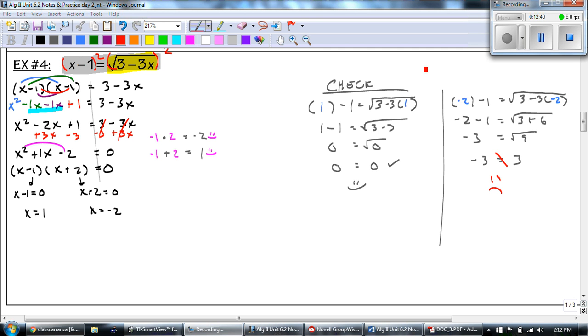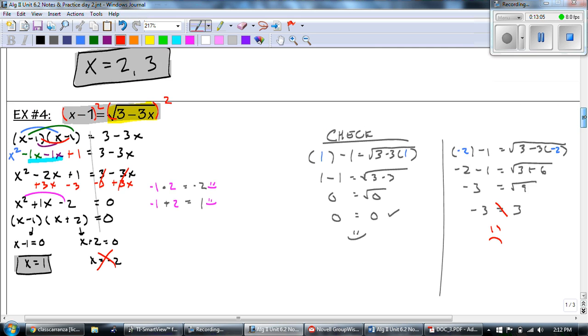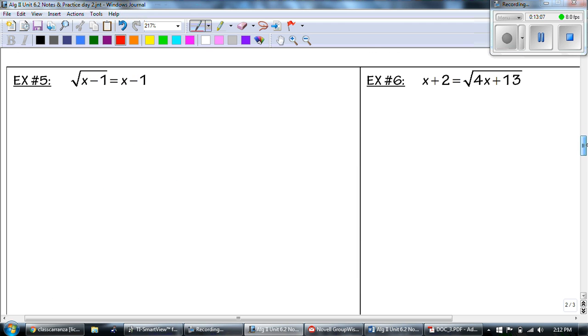Okay, and there's your work. So when you plugged in 1, you should have gotten, yay, 1 works, right? But then when you checked -2, -3 does not equal 3, so I'm sorry, -2, nope, doesn't work. Okay? So let's just keep on keeping on. Go ahead and flip it over and look at example number 5.